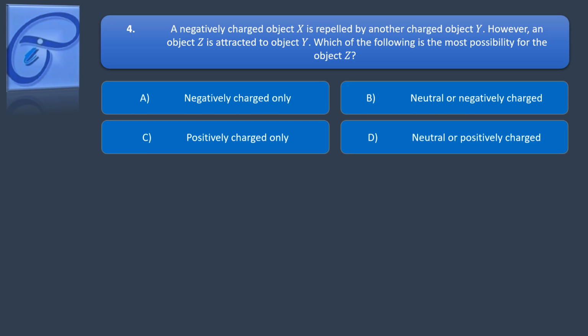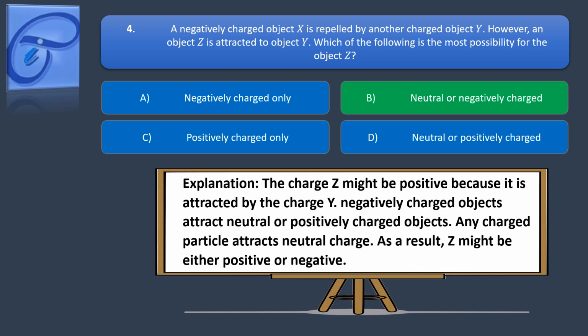Question number 4. A negatively charged object X is repelled by another charged object Y. However, an object Z is attracted to object Y. Which of the following is the most likely possibility for the object Z? The right option is neutral or negatively charged.